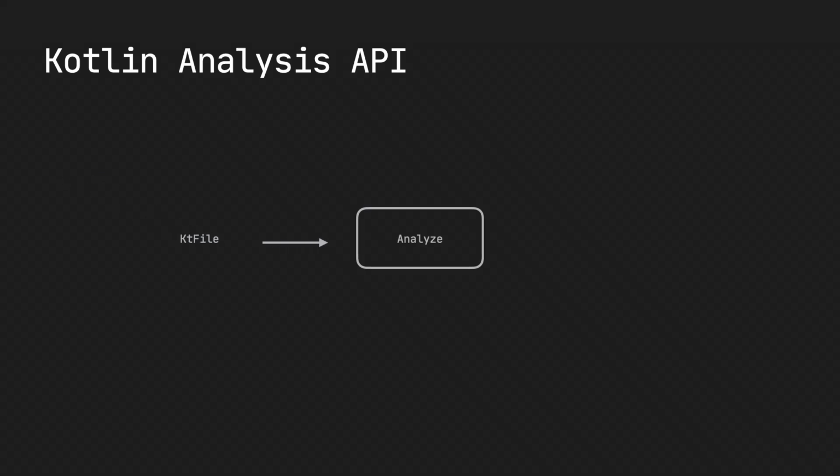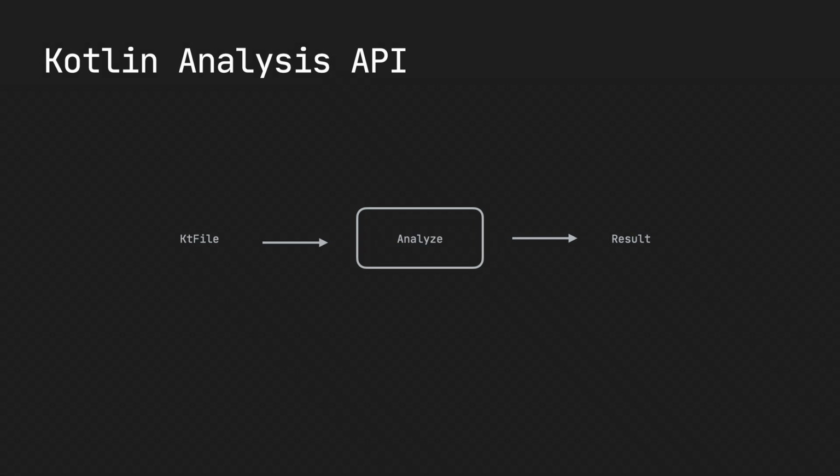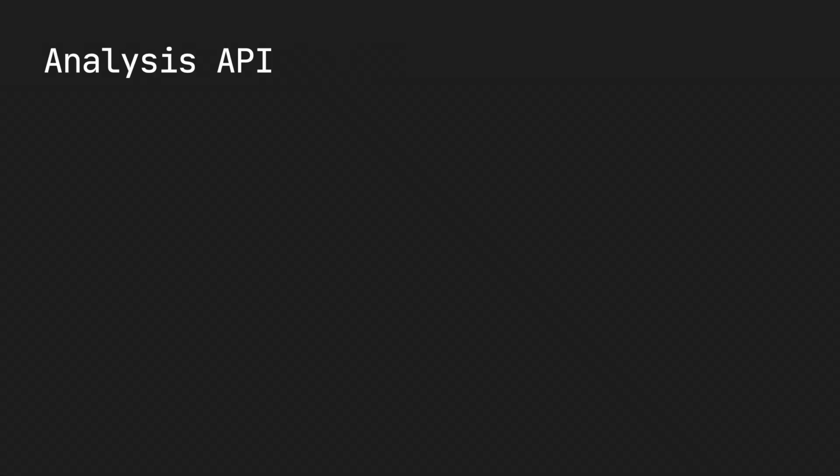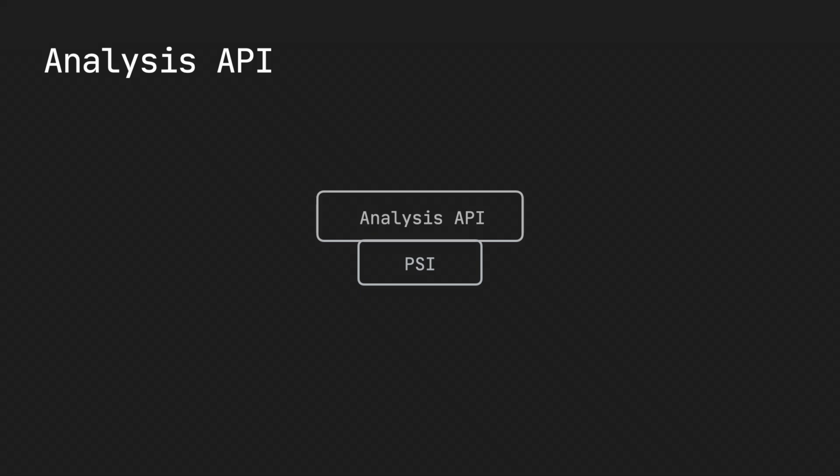When I provide this to the analyze method, what I get back is a result. It allows me to grab information by accessing certain extensions. It gives me semantic information through those extensions. So the Analysis API is designed on top of the PSI elements, and all the semantic information that it figures out is accessible through those extensions on these elements.